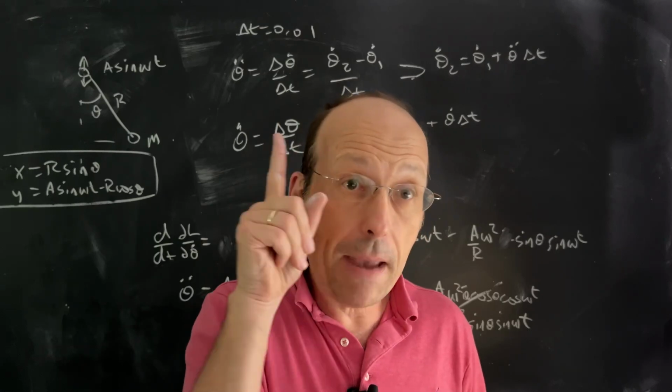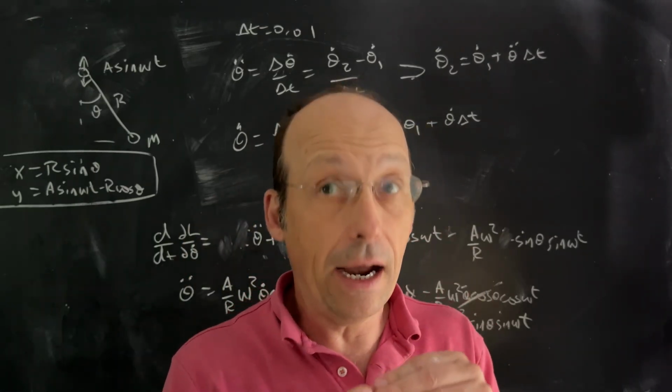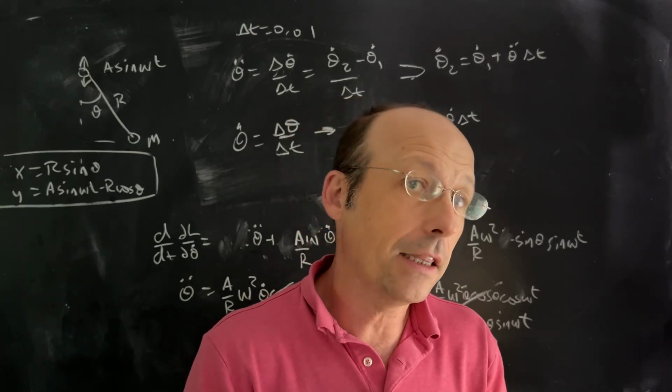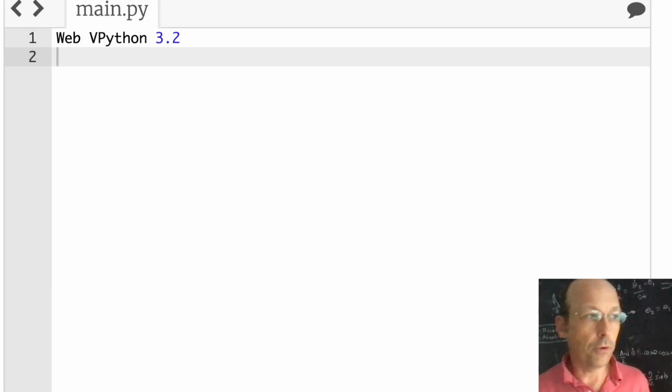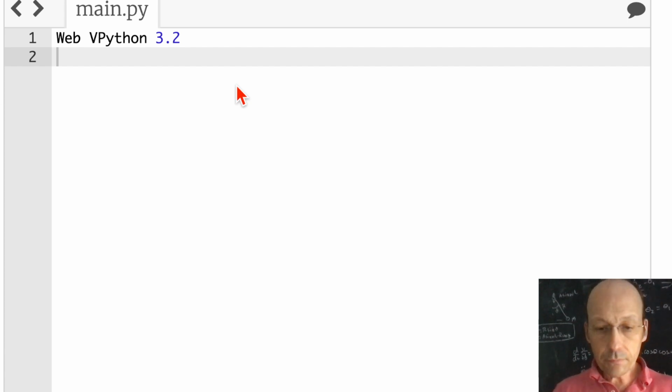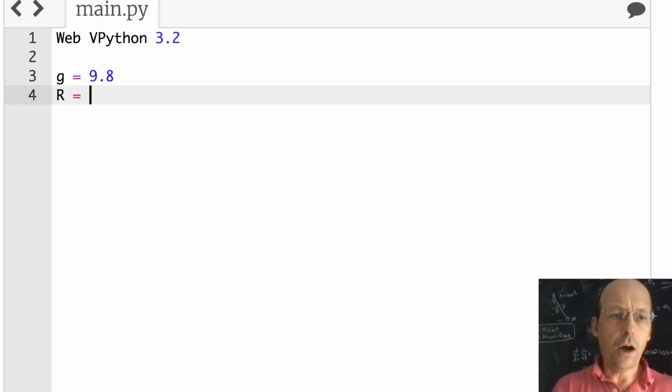Okay, so let's do this in Python. And we're going to actually make a visual animation. So I'm not just going to make a graph. I'm going to animate it in 3D because I think that'll be cool. Okay, jumping in to the computer. WebVPython. Okay, let's go ahead and get our constants in here. G is 9.8.